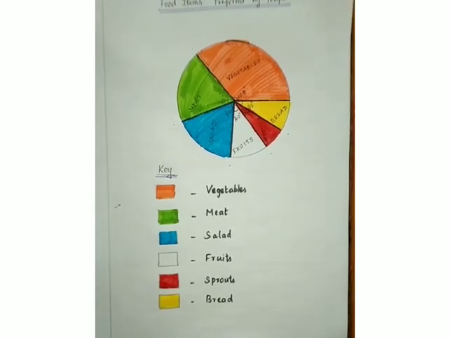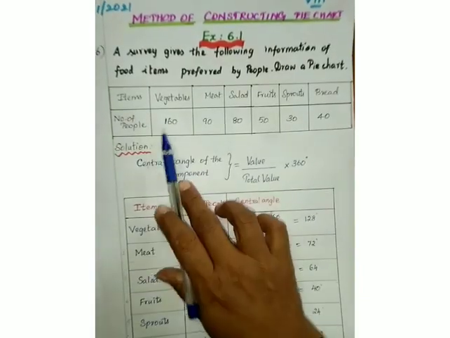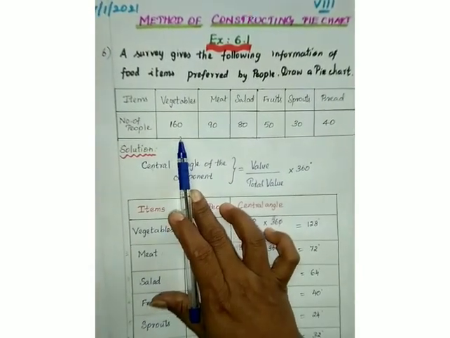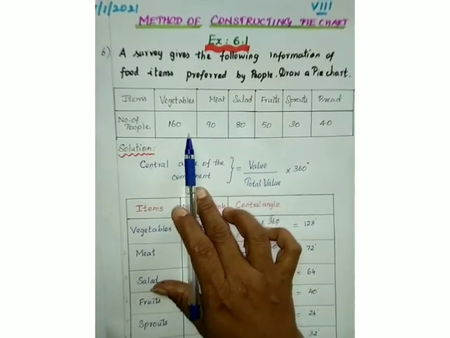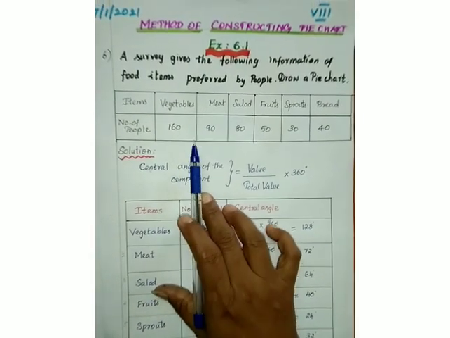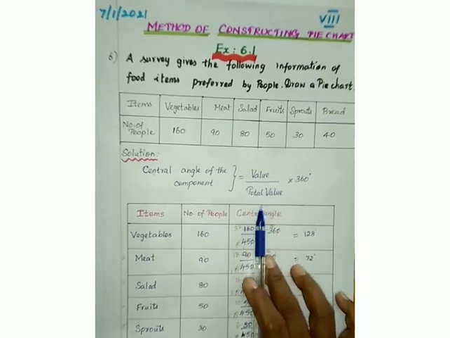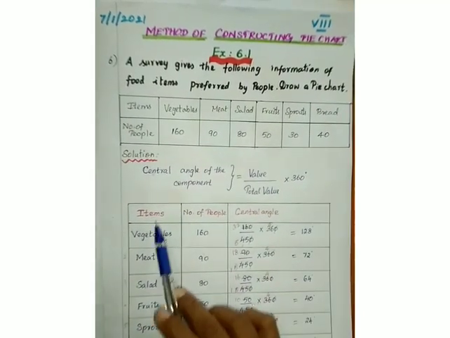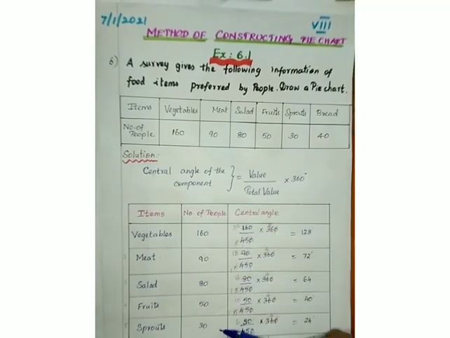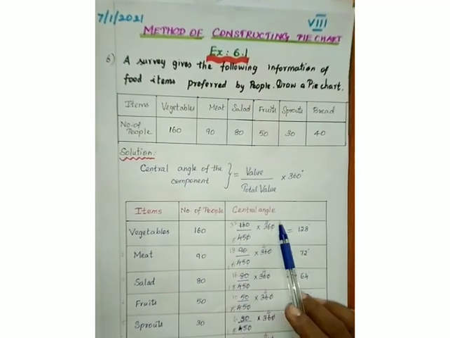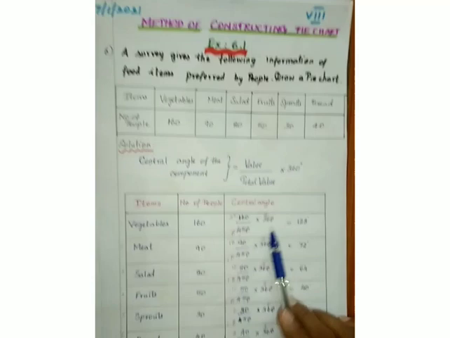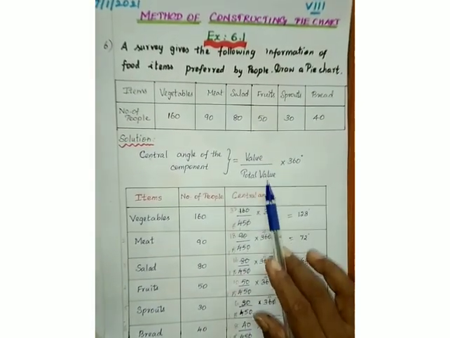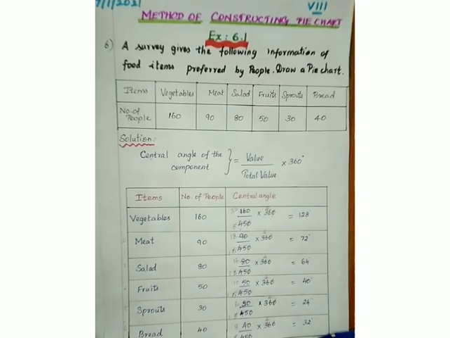First, from the question we can find out the formula. Check whether it is given in values or percentage. If values are given, you can apply this formula: value by total value into 360 degree, then frame a tabular column. You can list out items and number of people given in the question. Then the central angle you can find out. For the central angle, first we need to find out the total. Then you can substitute the values in this formula.